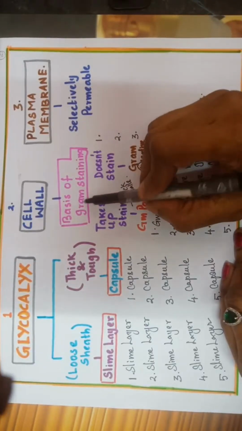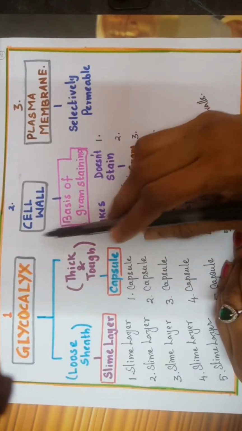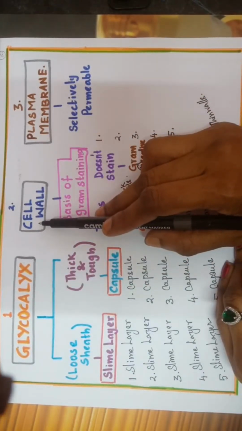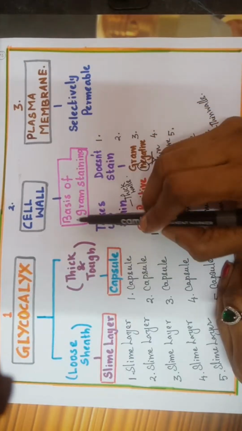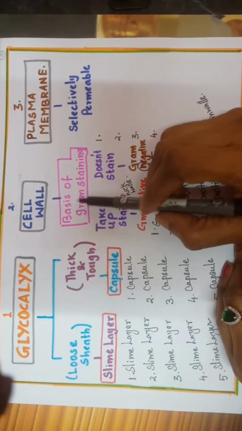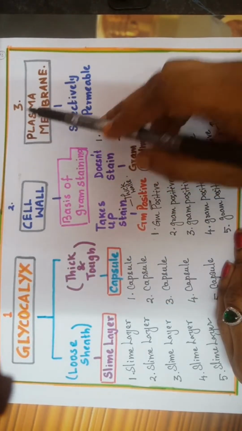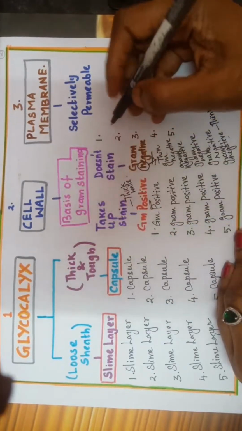So the staining property is basically a characteristic of the cell wall. Out of 3 layers, only the cell wall plays the role of staining. Only this is involved in the Gram staining method. The rest of the 2 layers don't get involved. This is one important MCQ.